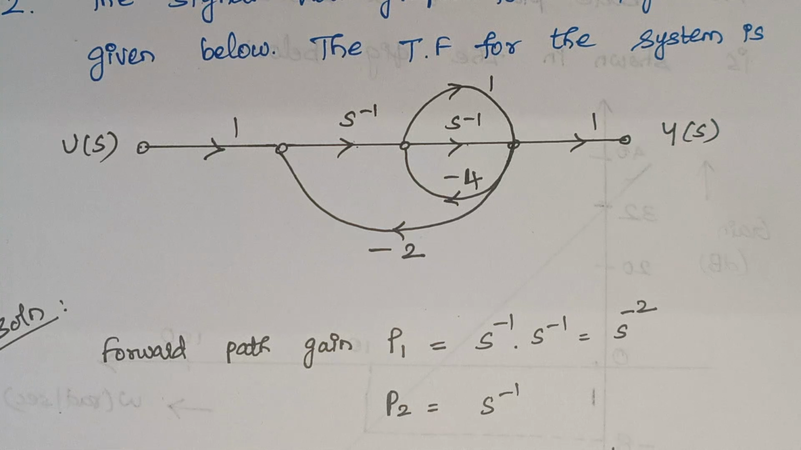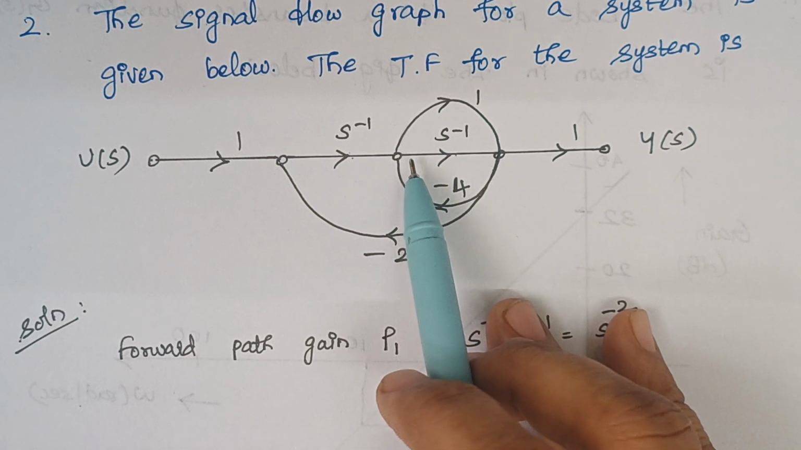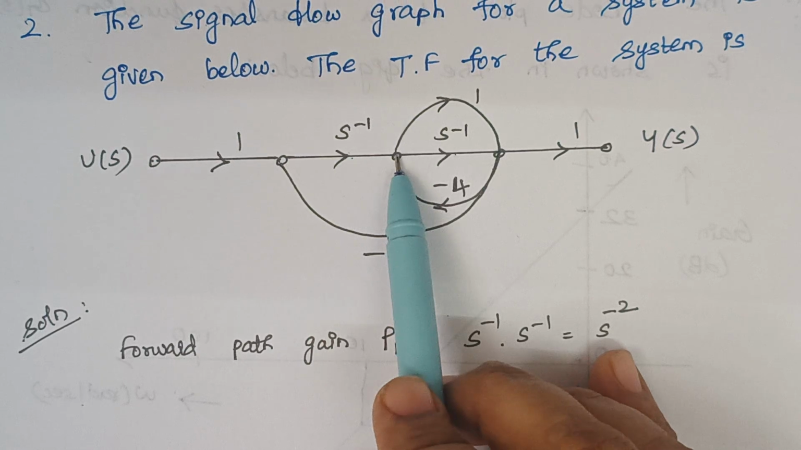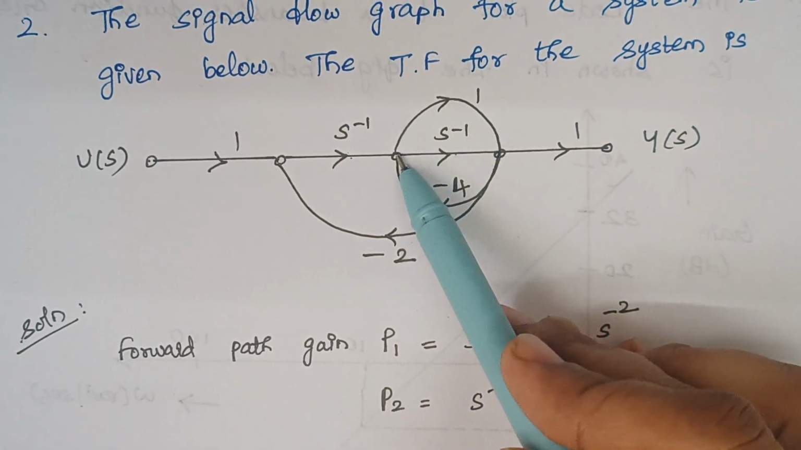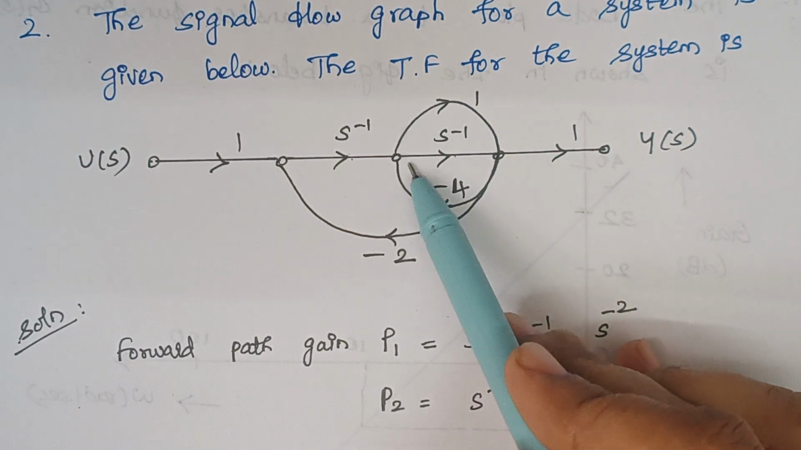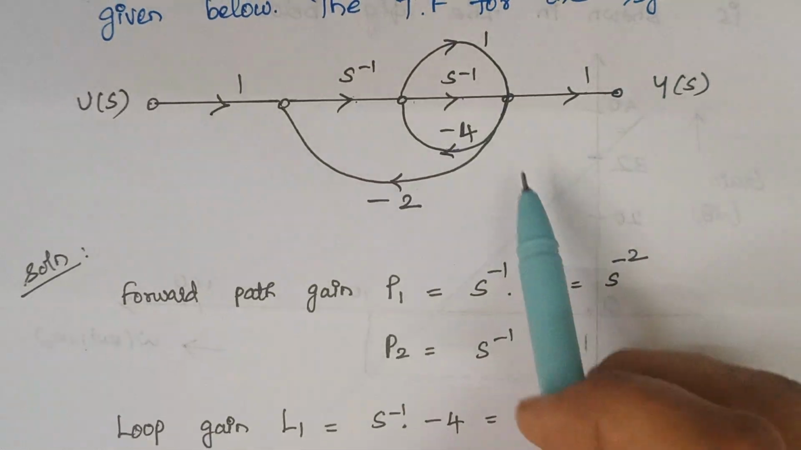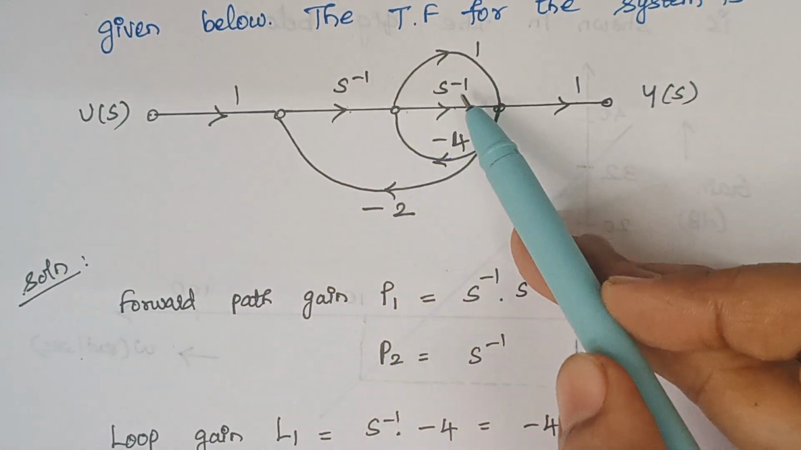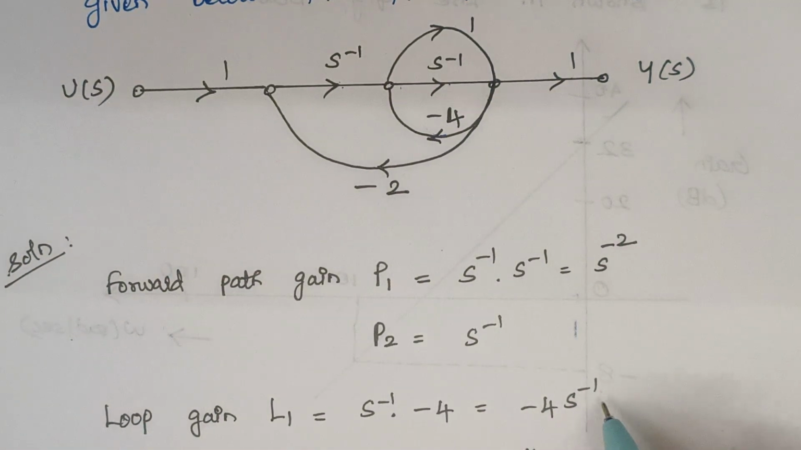So here we have to calculate how many loops are there in total. As we all know, a loop is nothing but one whose starting and ending node should be the same. So here you see, this is one loop, right? And again, this is your another loop. So first we will write the respective loop gains then and there, right? So this is your loop. What will be the loop gain? Minus 4 into s to the power minus 1 will be the loop gain. This is what I had written, right?